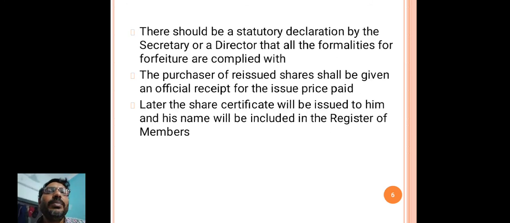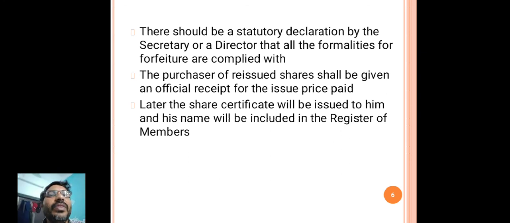And there should be a statutory declaration by the secretary or a director that all the formalities for forfeiture are complied with.